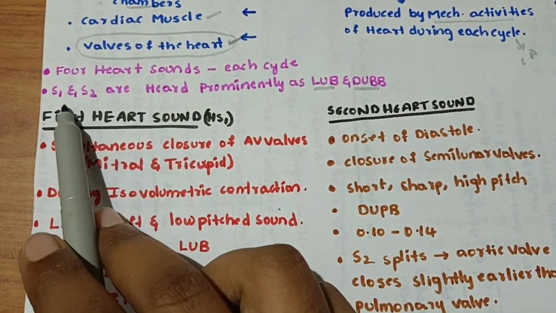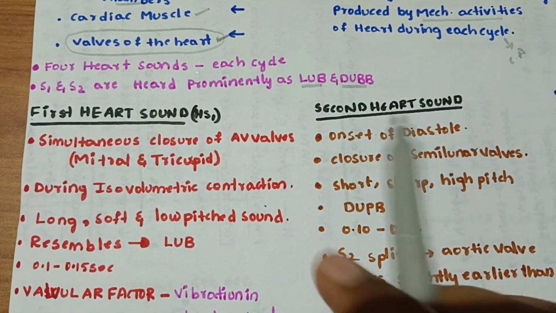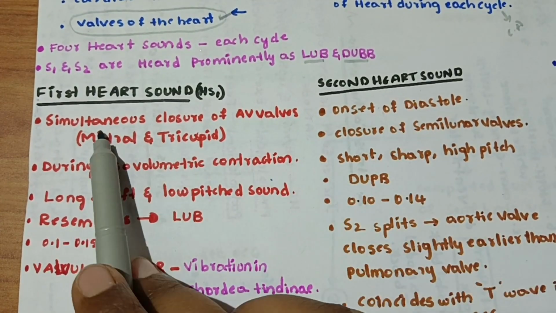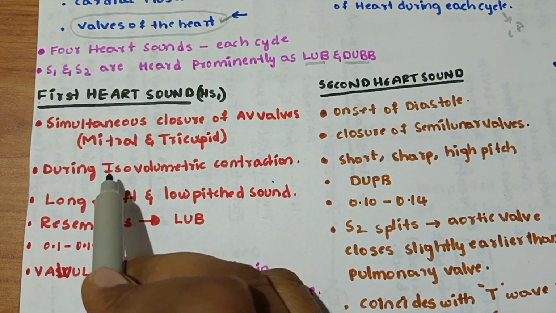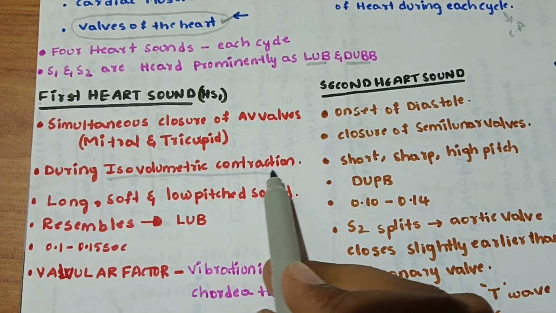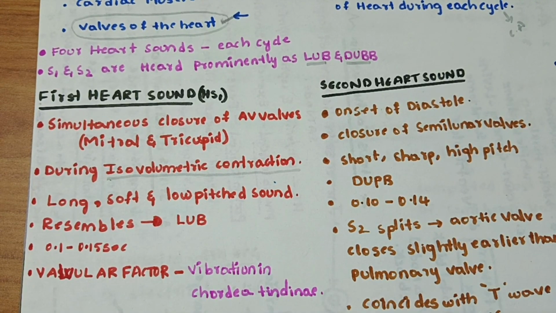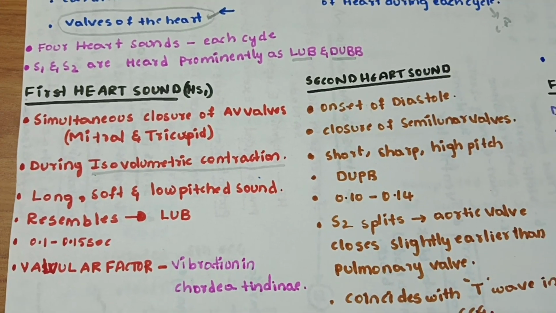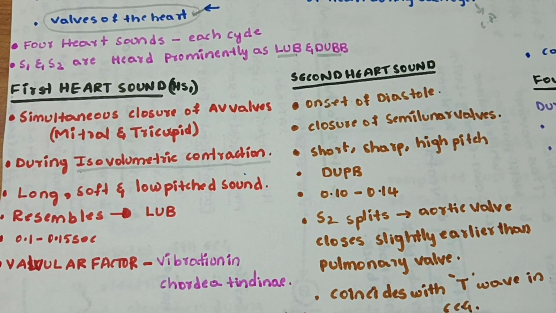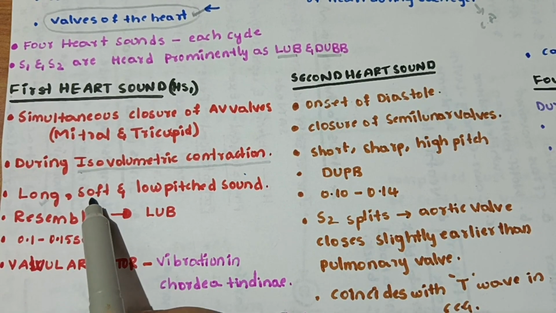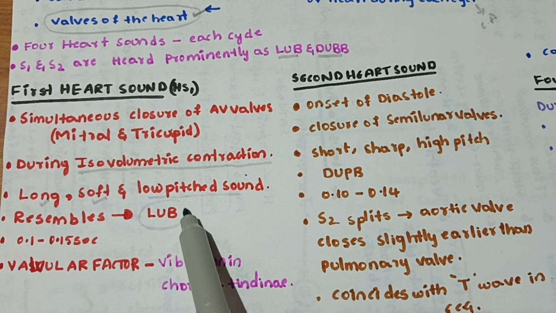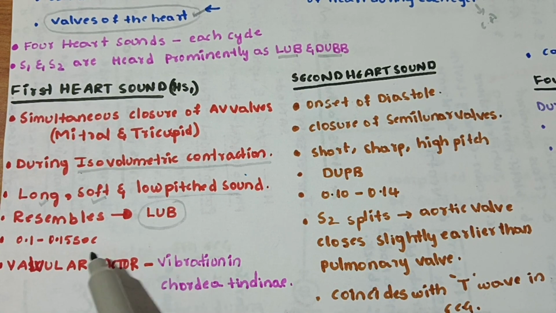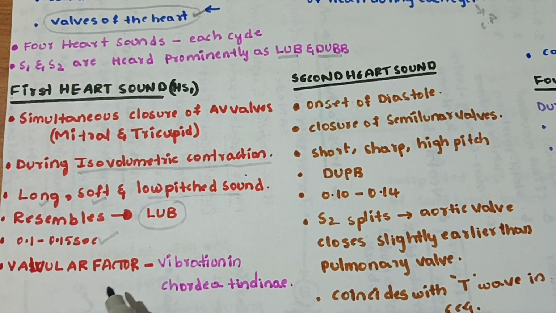As I said, we listen to S1 and S2, heard prominently as lub and dub. Heart sound 1 is the simultaneous closure of the AV valves, that are the mitral and the tricuspid valve. It occurs during the isovolumetric contraction period of the ventricles in the cardiac cycle. It is a long, soft and low pitched sound. It resembles the spoken word lub. It lasts about 0.1 to 0.15 seconds.